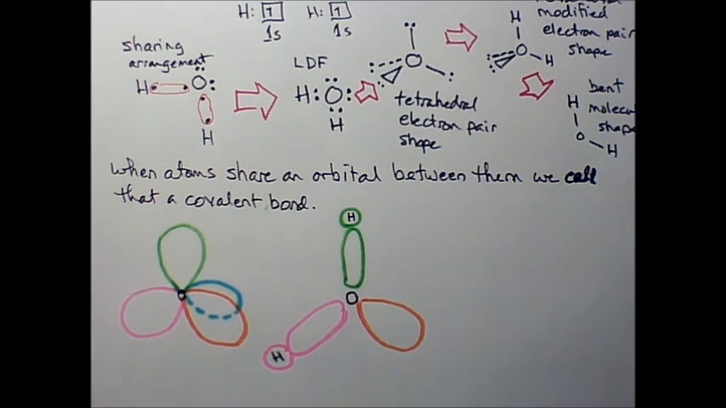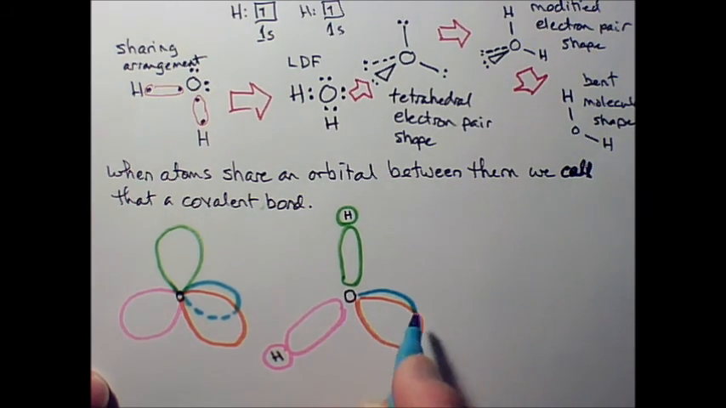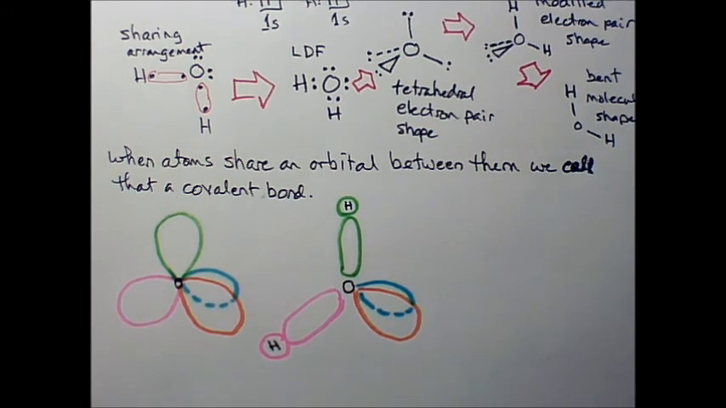Wait, why are those in the same shape? Because we haven't bonded with them, haven't shared electrons with another atom, so they're going to maintain that shape. So this is the model you and your partner are going to make today.